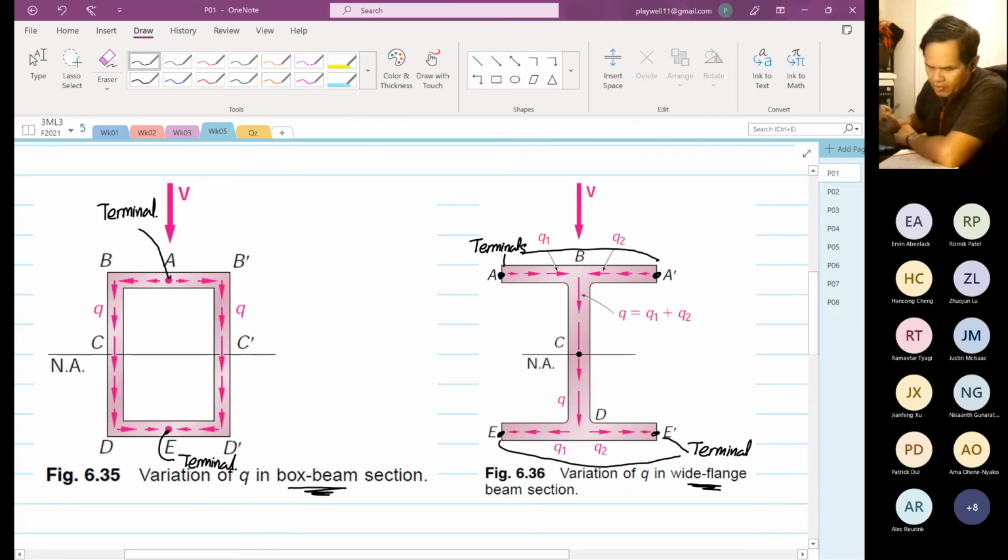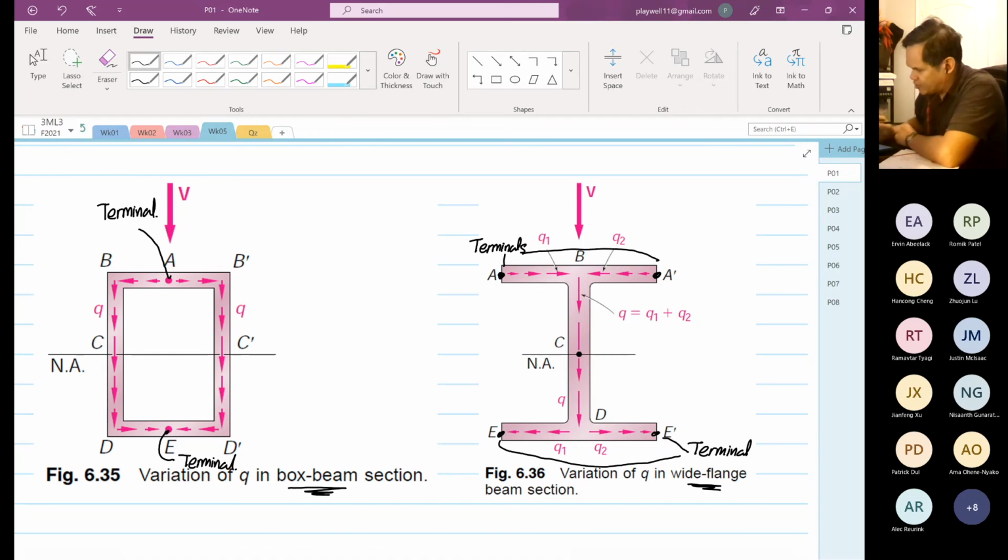Now, there's a common feature in both of these. This common feature gets us to write rule number 5.